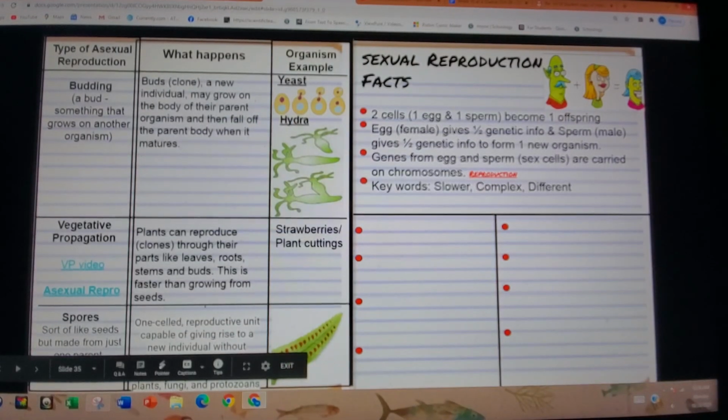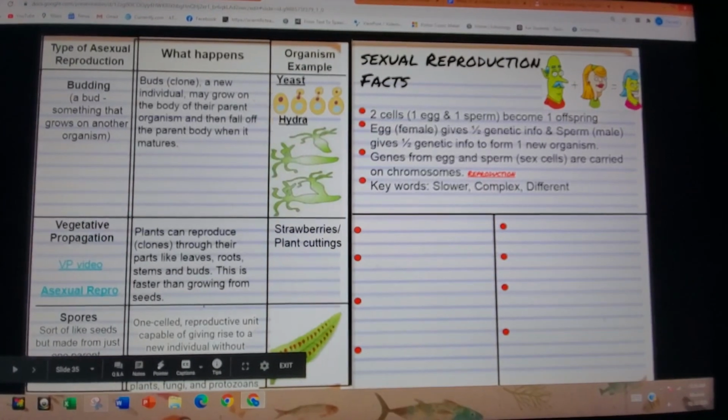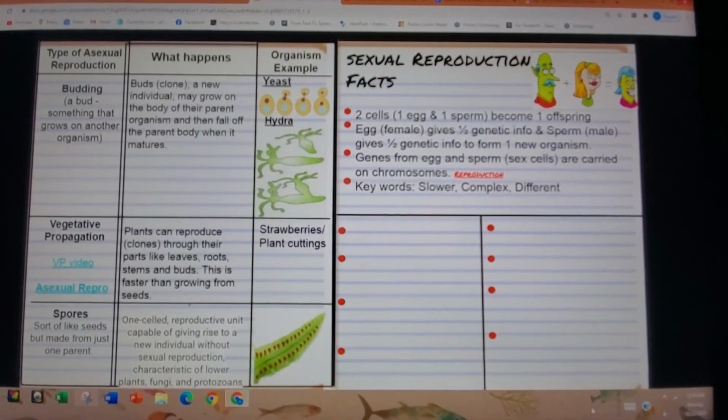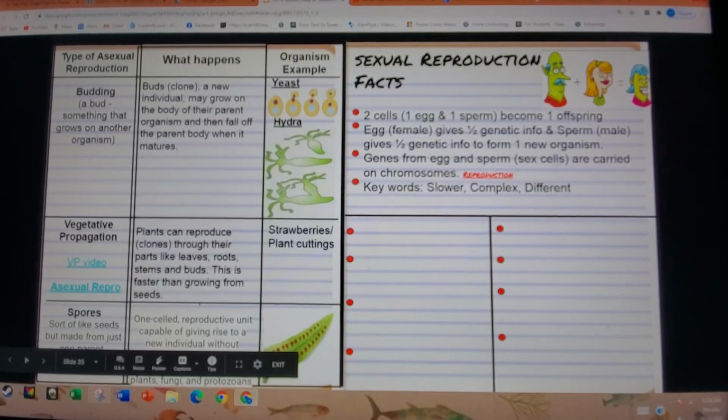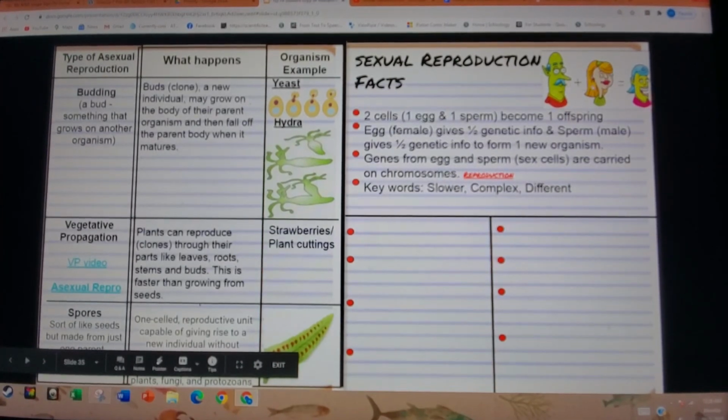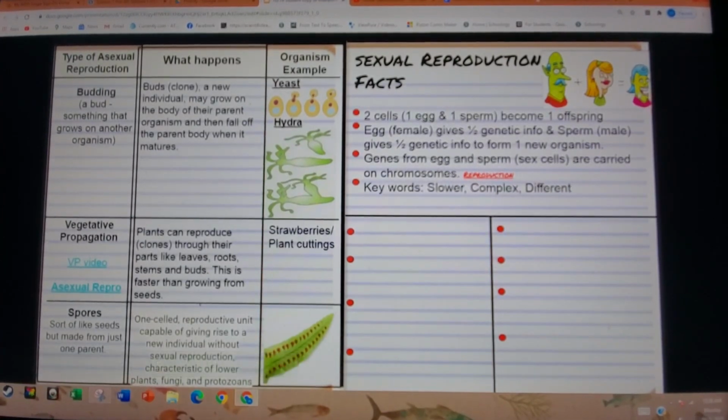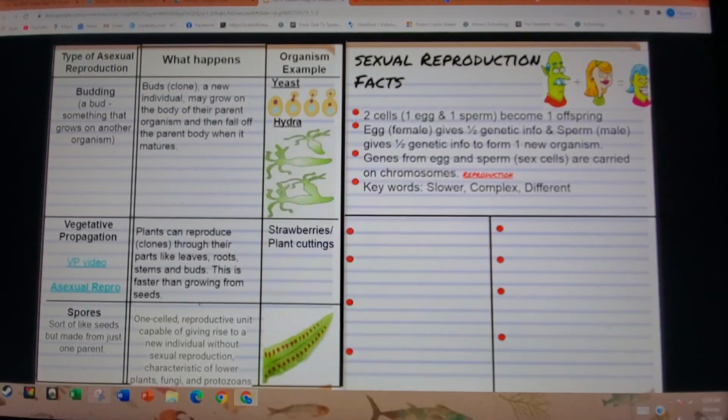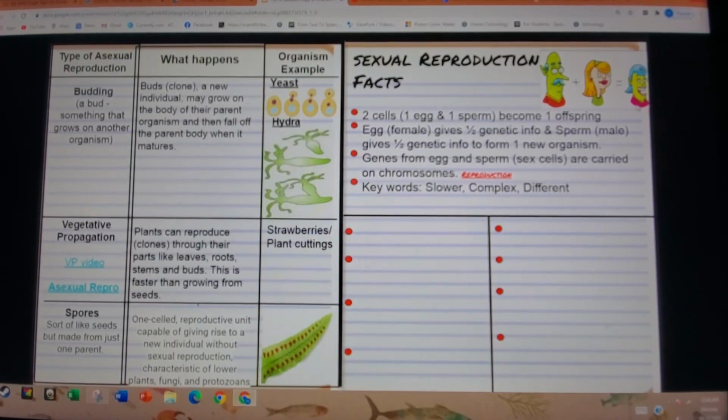So let's look at a little bit more information. You can see here we have the alien dad with the kind of human-looking mom, and then this is their offspring. Half of its genes came from dad, half from mom, and it equals that beautiful thing.